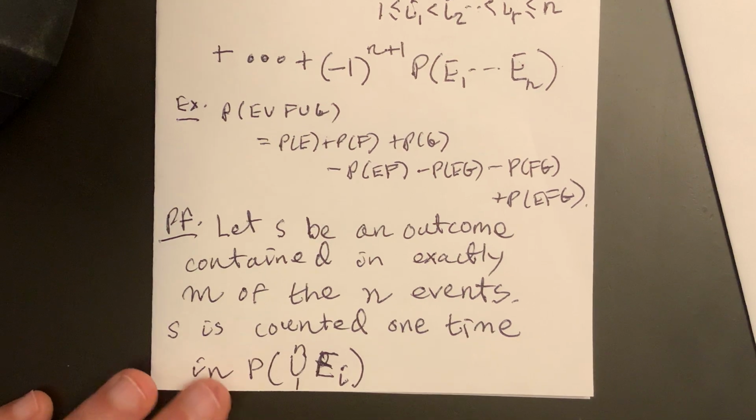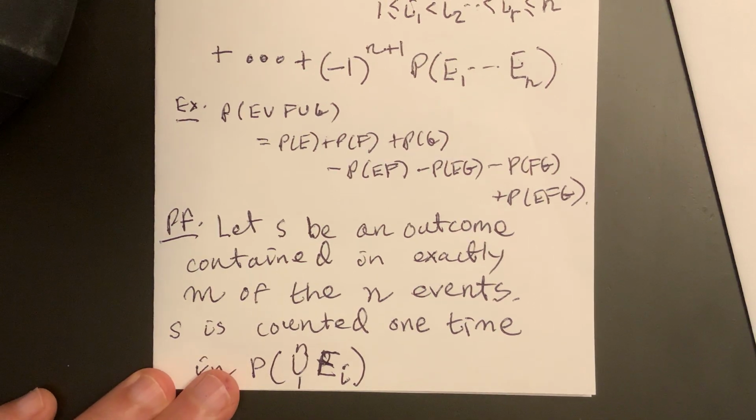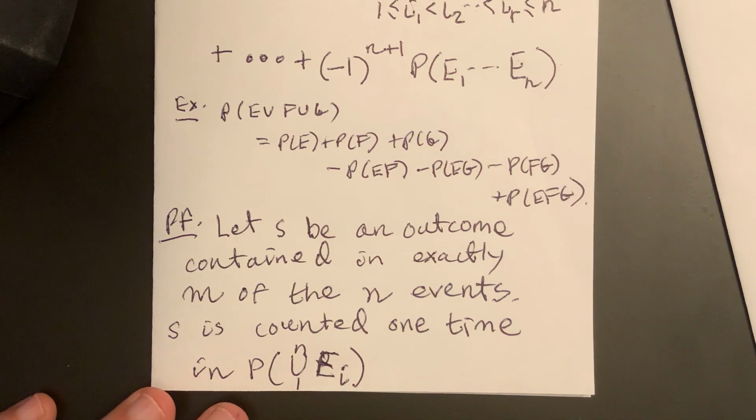Okay, so here's the method for the proof. We're going to let S be some arbitrary outcome that's in the union of the E_i. So it's in at least one of the events, okay? And we're not going to make any other restrictions on S. It's just an outcome in the union. It could be in one, it could be in all of the events, it could be in some of the events.